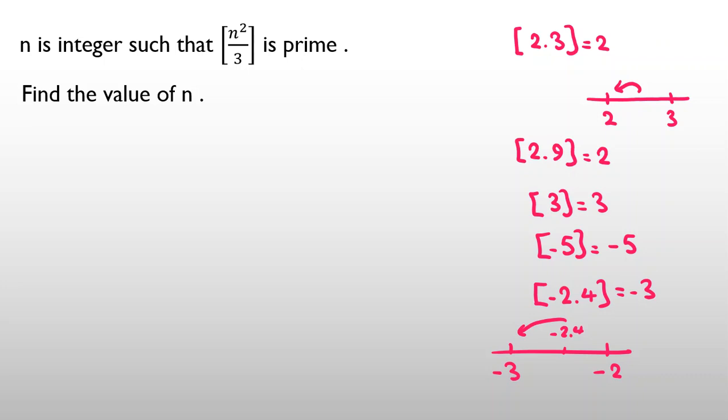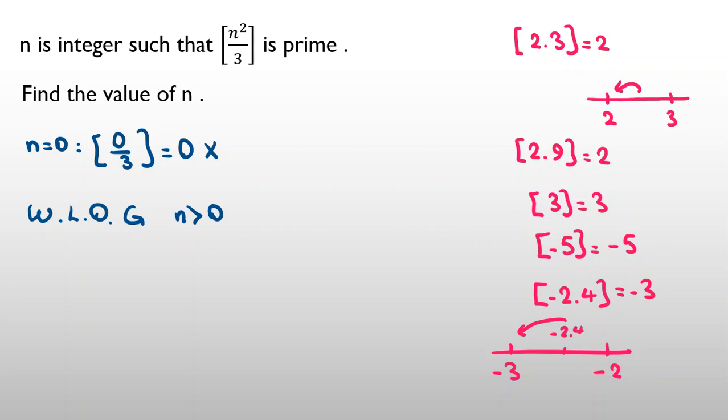Okay, so let's work on this. First, let's check n equals 0. For n equals 0, you will see it is 0 over 3, which is 0, and it's not prime. Because we have n squared here, without loss of generality, we can consider n positive. If, for example, n equals 5 works, we can say 5 and negative 5 work. At the end, we consider plus or minus of the numbers.